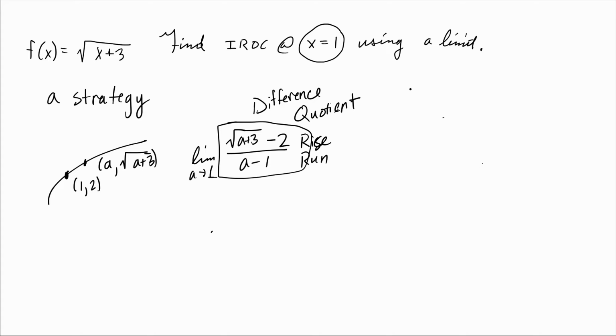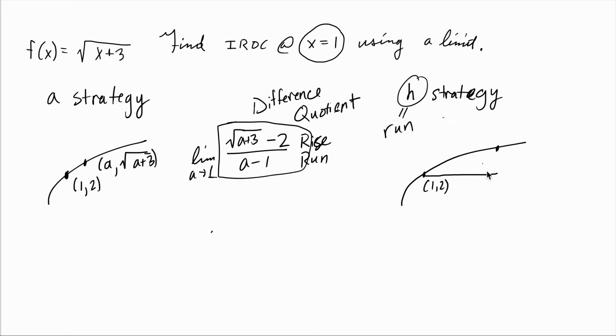But we're going to look at another strategy, I'll call the H strategy, where h is going to be a variable representing the run. So on our curve, we have a point 1, 2, and then this point, maybe I'll make it a little further away so you can kind of see. All right, so our run we're going to call h.